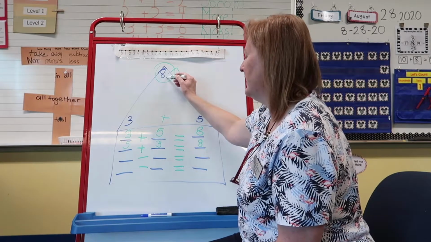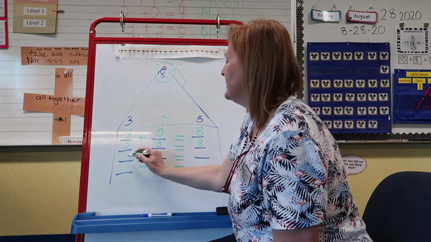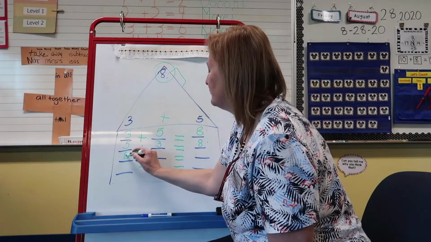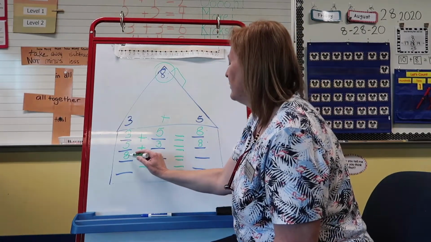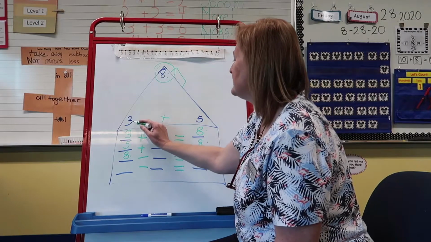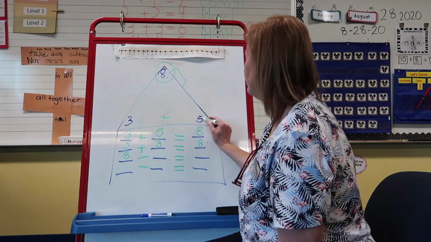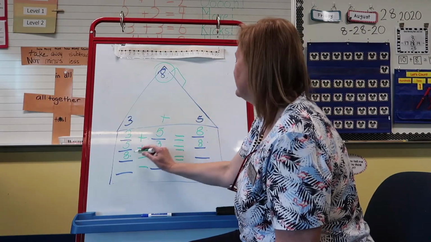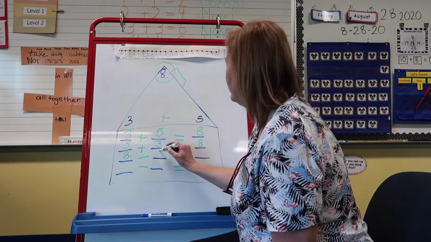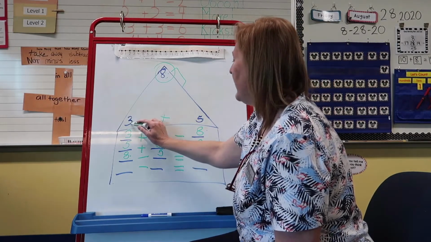Now our big number, he went last for addition. Our big number now is going to go first for subtraction. So we're going to go 8, subtract. We took 3 first last time. Let's take 5 first this time. 8 subtract 5 equals, what do we have left?